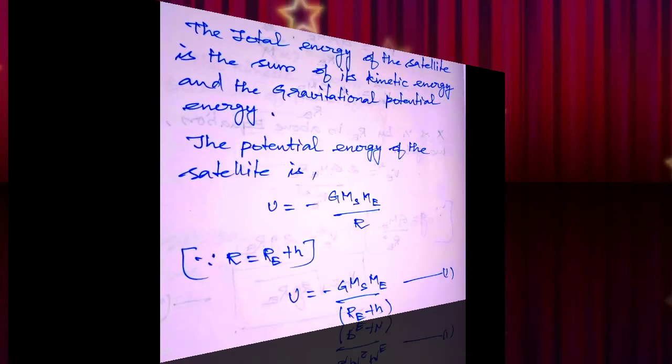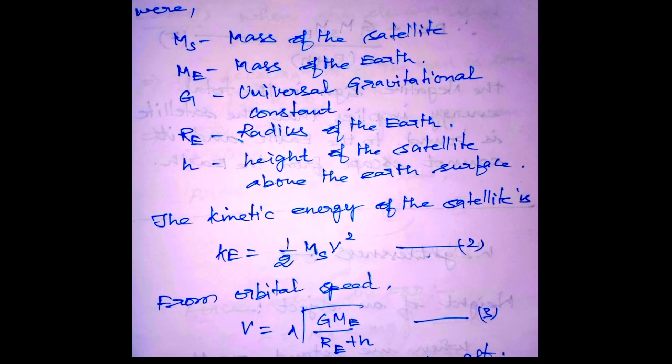This is equation number 1. Here Ms is the mass of the satellite, Me is the mass of the earth, capital G represents the universal gravitational constant, Re represents the radius of the earth, and h represents the height of the satellite above the surface. Then we calculate the kinetic energy of the satellite. The kinetic energy KE equals half Ms v square. Here v represents the orbital velocity of the satellite. This is equation number 2.